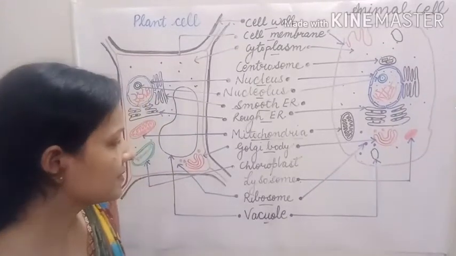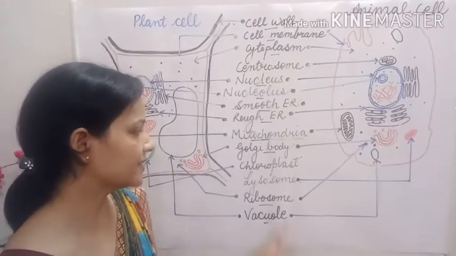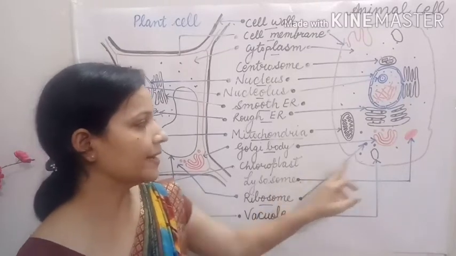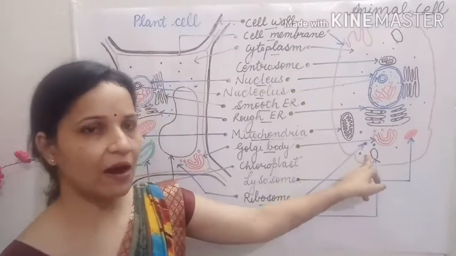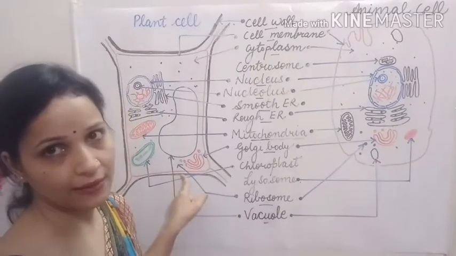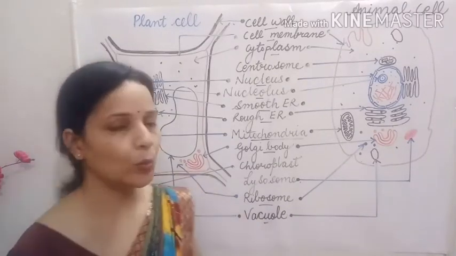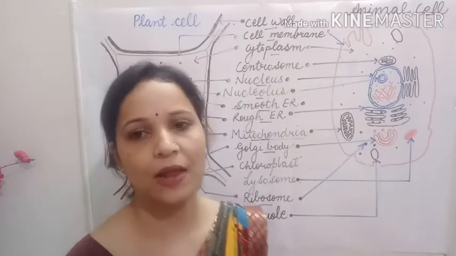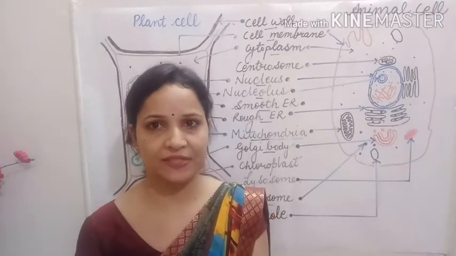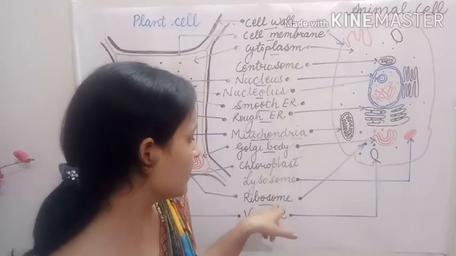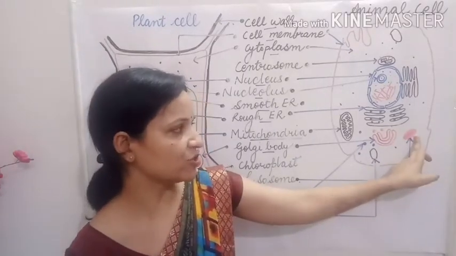Now we will discuss the next cell organelle, that is lysosome. Lysosomes are present only in animal cell, means they are absent in plant cell. So lysosomes are present only in animal cell. They are small packets that contain destructive enzymes. Lysosome have destructive enzymes.